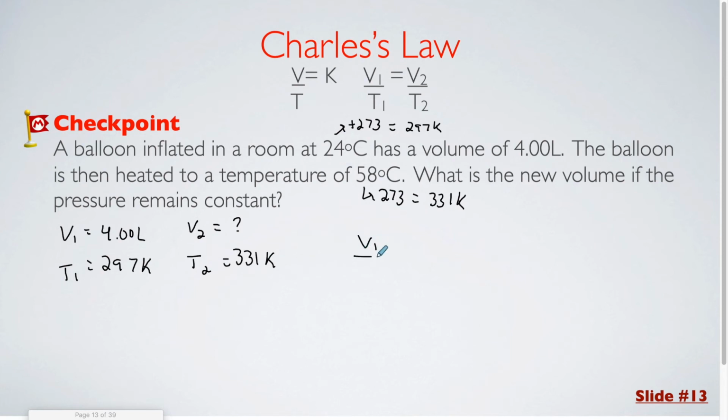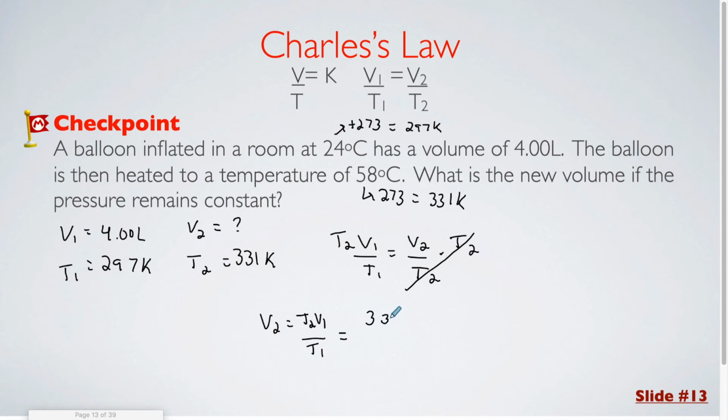Just like before, I'm going to write out my equation and then solve for the missing variable, but this time I'm using Charles' law. I'm going to get volume by itself. To do that, I can multiply both sides by temperature, because then the temperature would cancel out on this side. So this is a new version of my equation. V2 is equal to T2 V1 over T1. And now I can plug in each of my numbers.